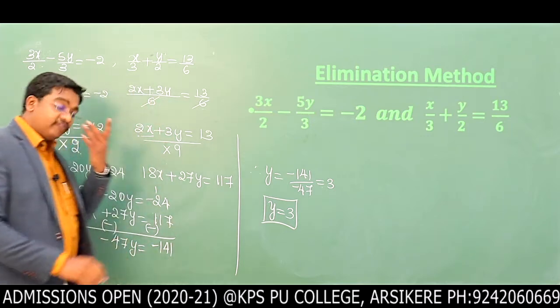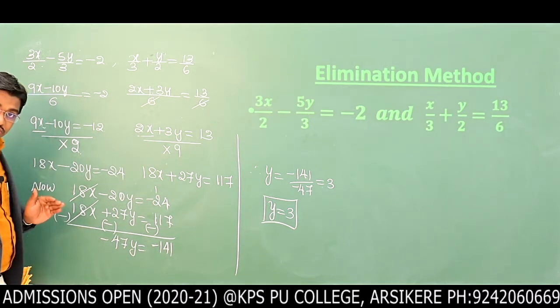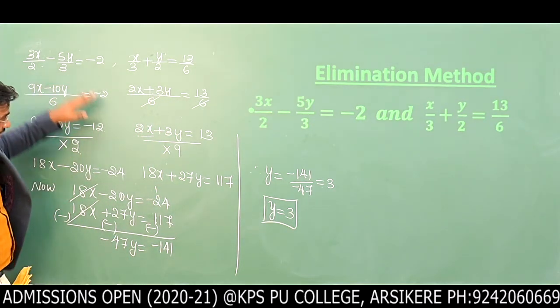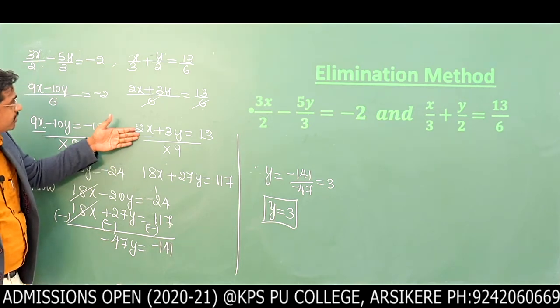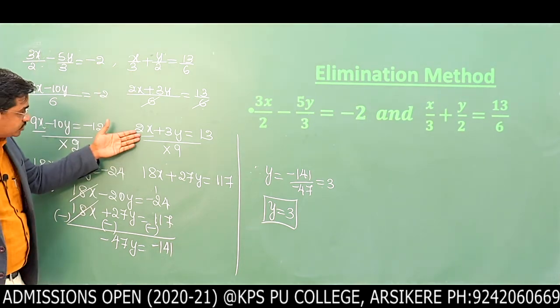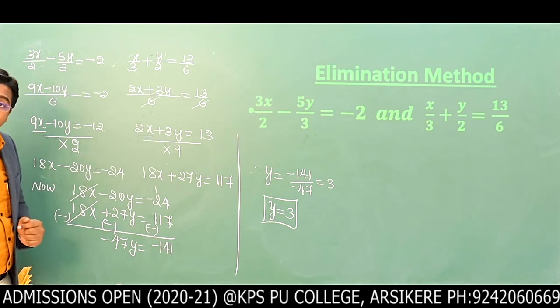Then how to find the value of x? Substitute into any one of the equations, either here or in this equation. This is the reduced form of this equation, right? Substitute in either one, and we get the value of x.